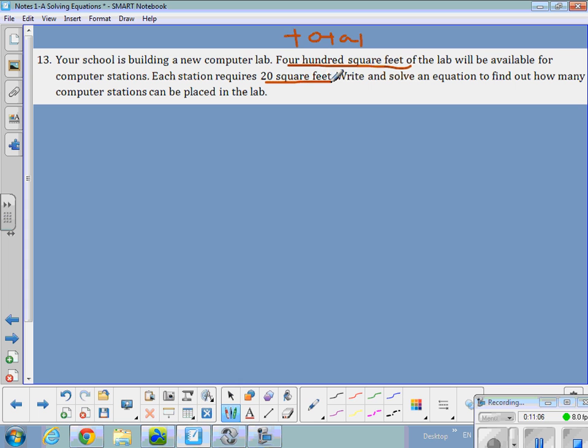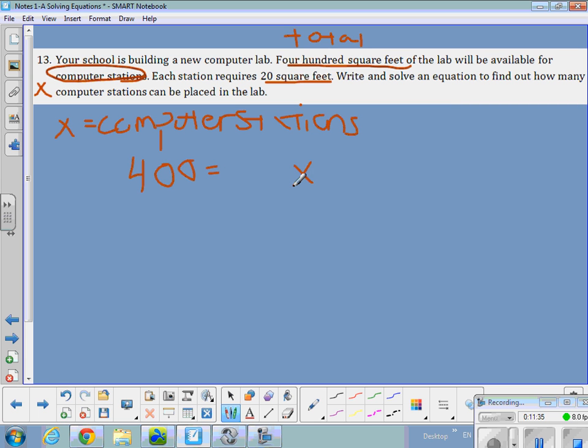So what I'm going to do is take each computer station and represent it by x. So maybe make a note to yourself if you need to that x is equal to the number of computer stations. Not the neatest handwriting I've ever had. Okay, so x is equal to the number of computer stations. So we have 400 total square feet. So for every x station we have, it's going to take up 20 square feet. So now I just need to solve this equation for x.